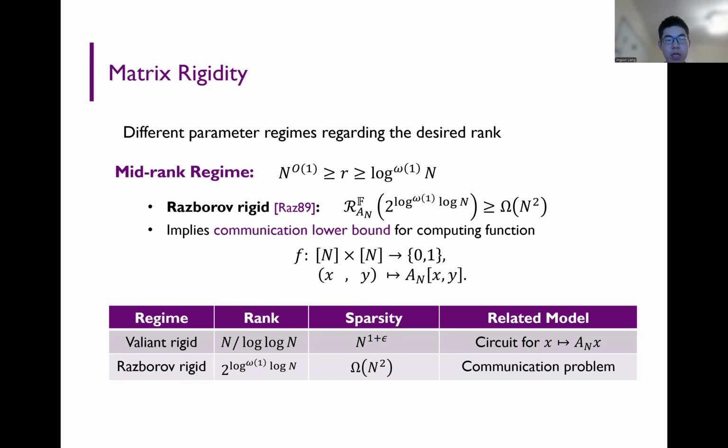Razborov showed that such rigidity of a matrix A is closely related to the complexity of the following communication problem, where Alice and Bob have indices x and y respectively, and they want to communicate and coordinate to compute the xyth entry of a matrix A. And if one can prove a matrix A is Razborov rigid, then we can get a super strong communication lower bound using Razborov's reduction. The communication lower bound will be even beyond the polynomial hierarchy.